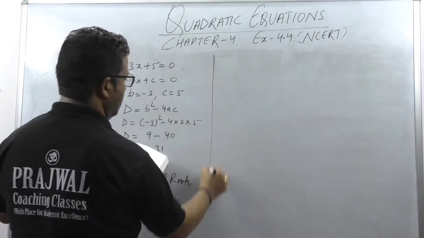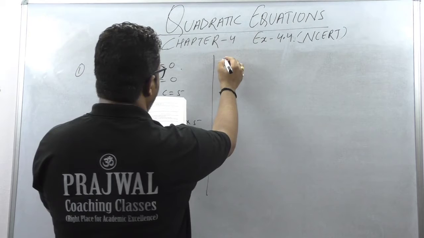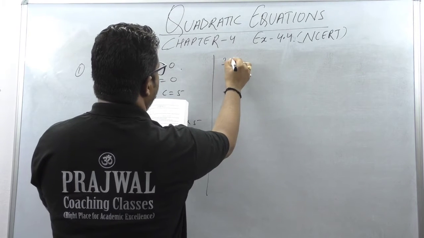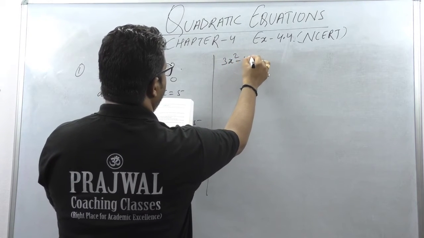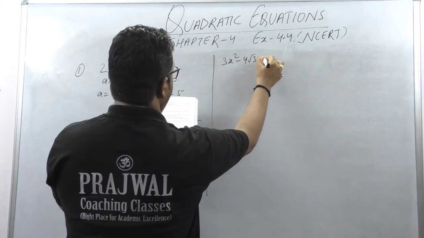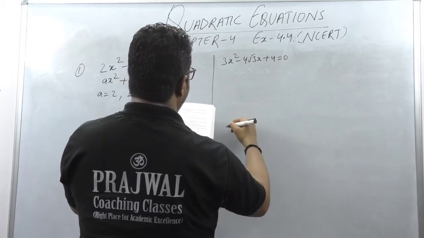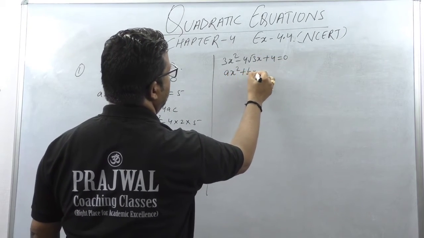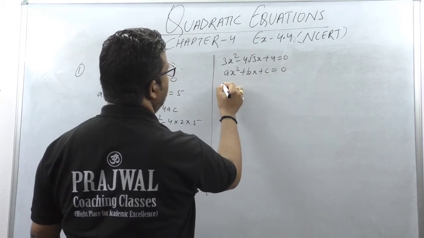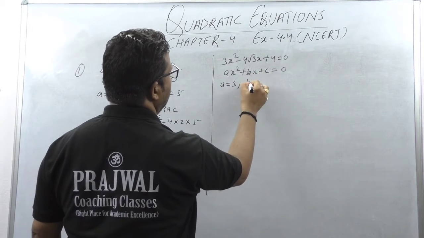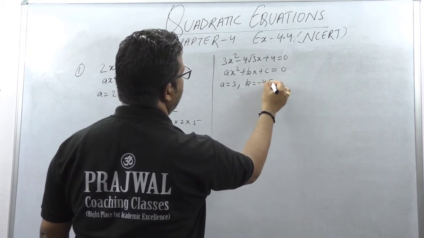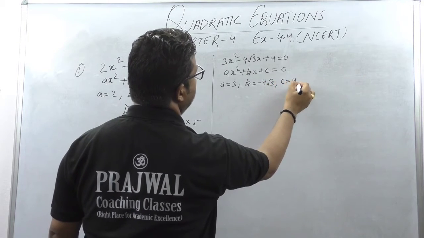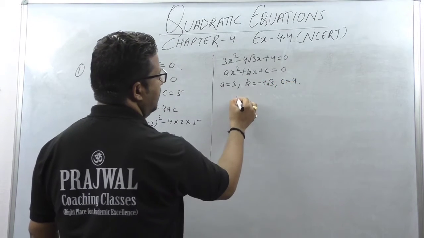Now see the second part. Here in the second part, it is given to you 3x² - 4√3x + 4 = 0. So again, we compare with ax² + bx + c = 0. The a value is 3, the b value is -4√3, and the c value is 4. So now we can calculate D.